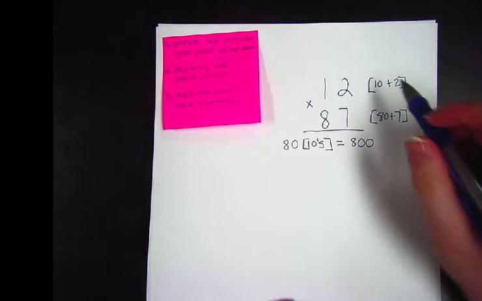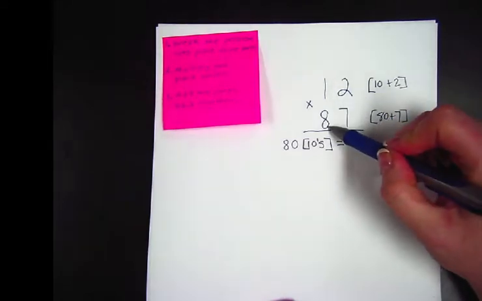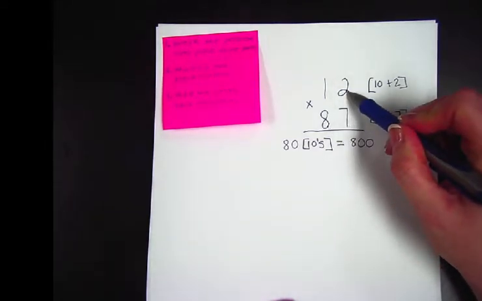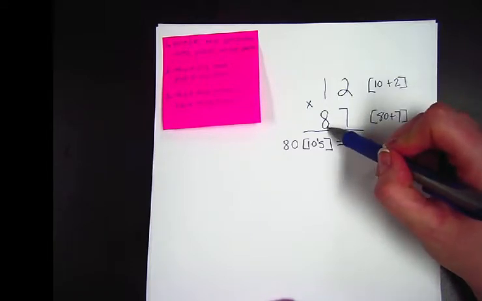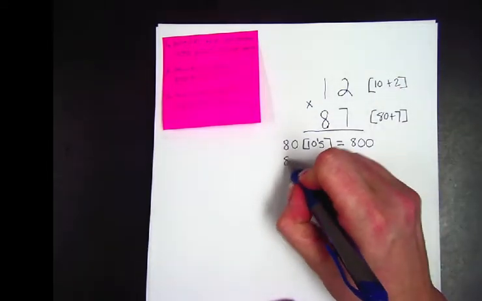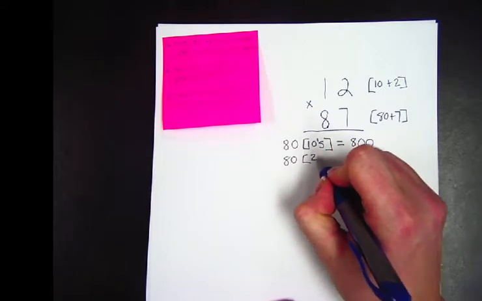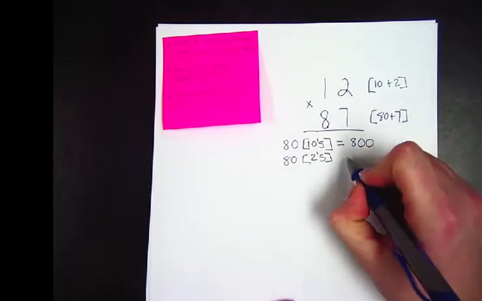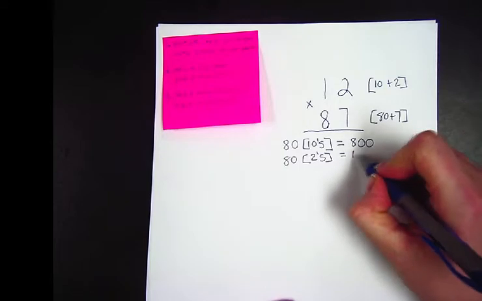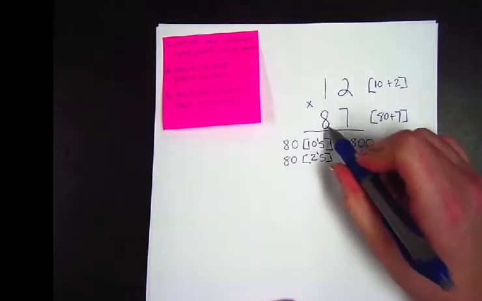Next one. Now I have to do 80 times the 2. This is 2 because it's in the ones place, and this is 80 because it's 8 tens. So I have 80 twos. And 80 twos is 160.